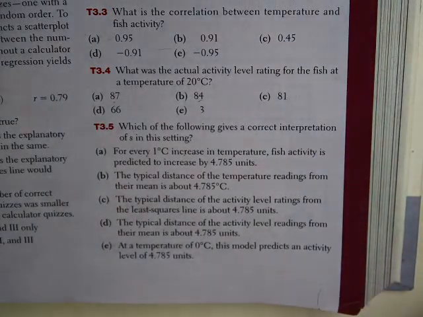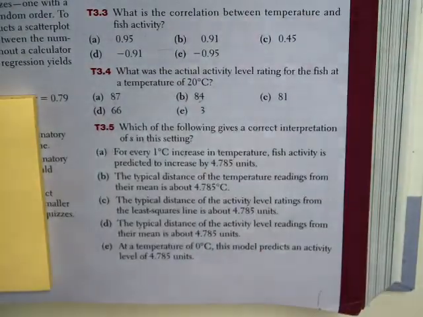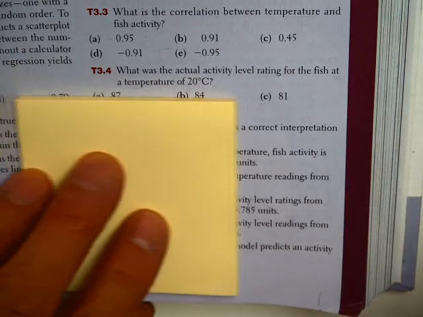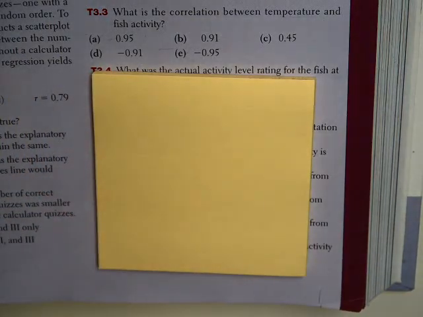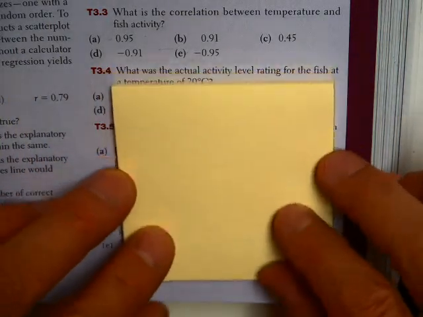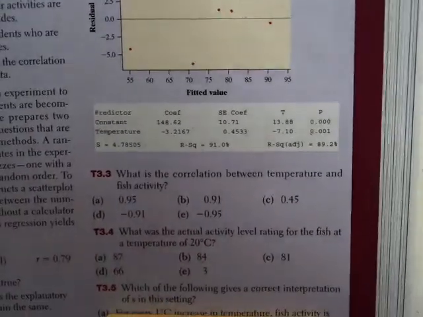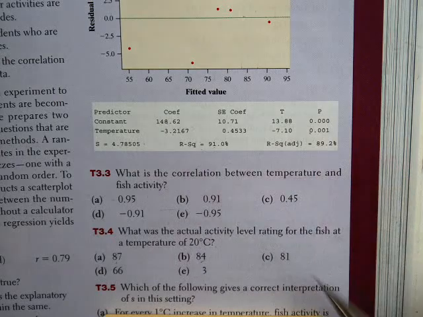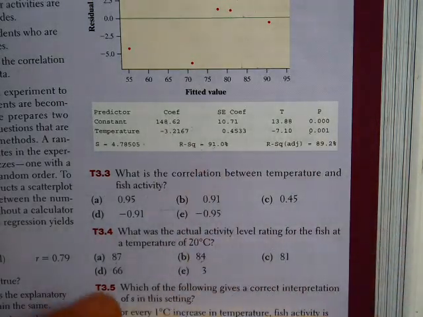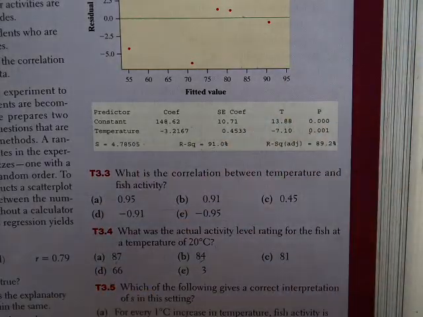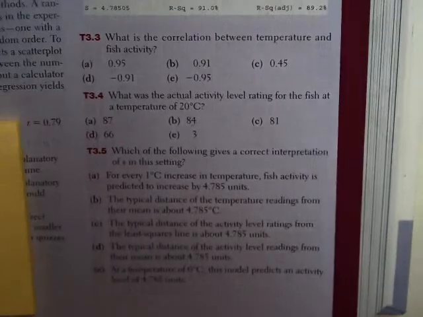All right, moving on to 5. Which of the following gives a correct interpretation of S in this setting? So we're talking about the least squares line of regression. That's what we're dealing with here. Now they didn't give us the least squares line of regression, but they did give us the equation. And it's a negative slope. And they also gave us S in this scenario. So let's read through this and see if we can figure out what's going on here.